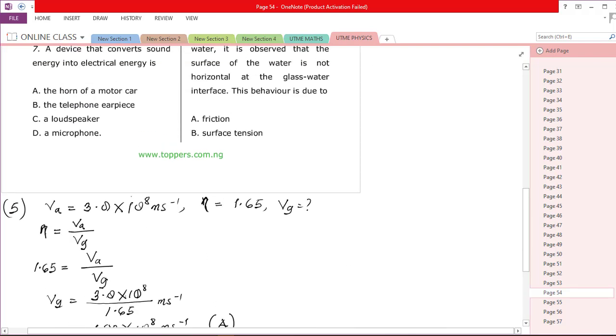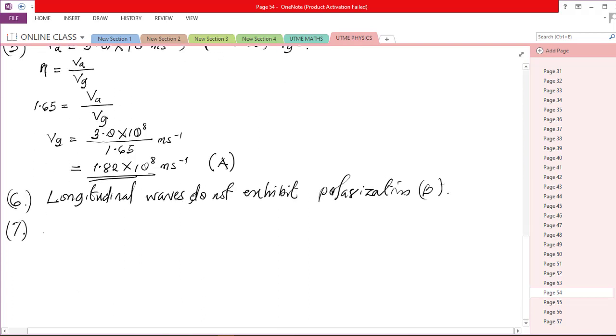Now number seven. Number seven says that a device that converts sound energy into electrical energy is, it said, A, the horn of the motor car, the telephone earpiece, loudspeaker, and microphone. The answer here is microphone. Now, this question is always confusing the students. So, I will explain the difference between microphone and loudspeaker now. The difference is very, very obvious. I said the answer is microphone.